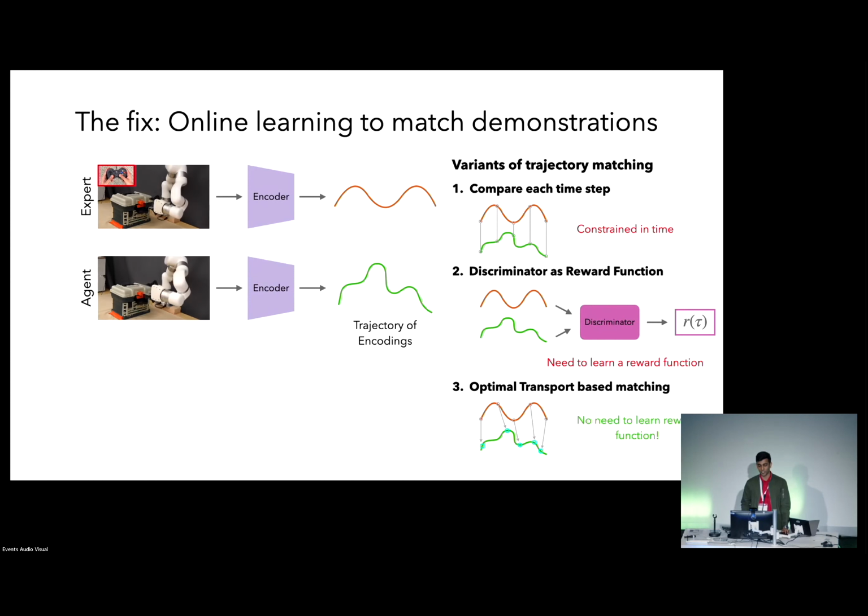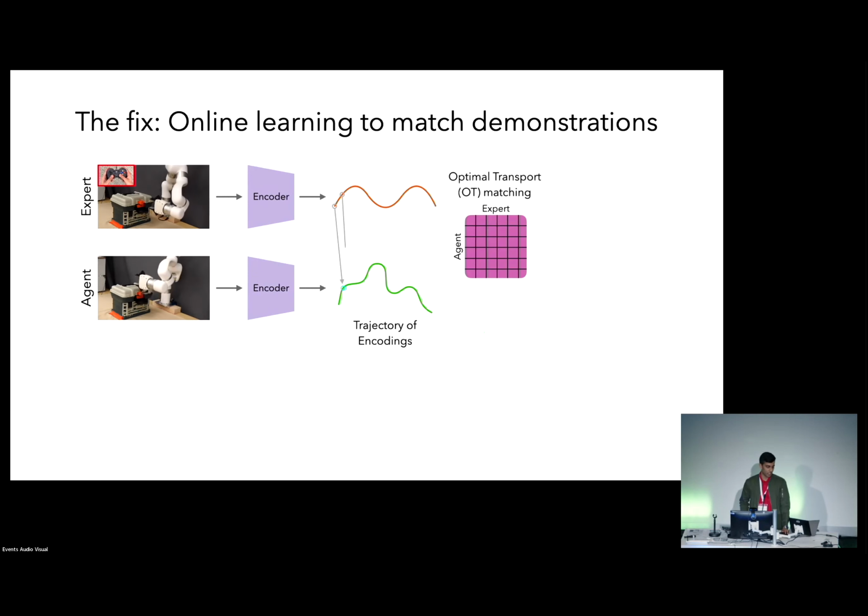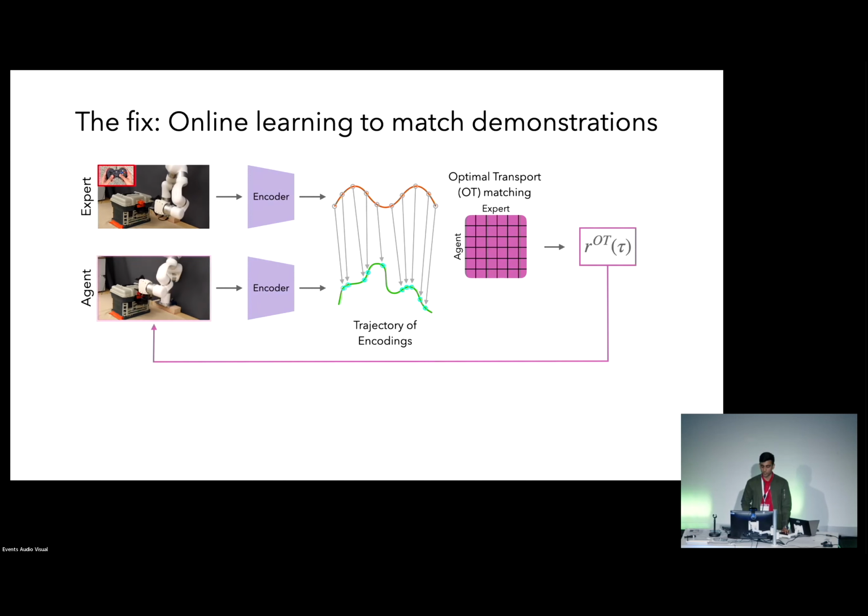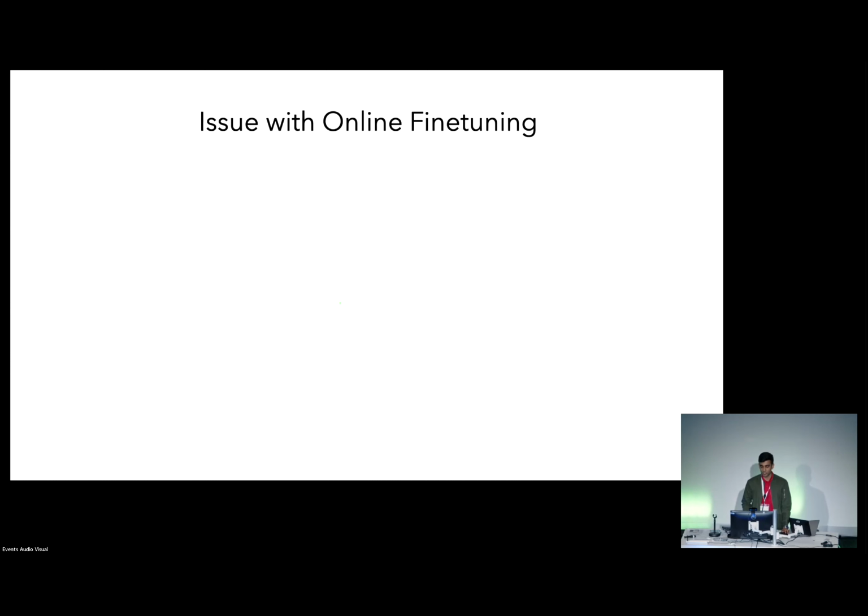And the good thing about optimal transport is you can do away with learning a completely new reward function. To know more about optimal transport, you can refer to our paper. But yeah, so given this optimal transport-based matching scheme, now you can obtain a matching score, which denotes how similar the two trajectories are. And you can use this as a reward to do online learning to fine-tune your behavior policy. Now, though this pre-training plus fine-tuning approach seems reasonable, it does not work very well. And the issue is that just naively combining offline pre-training with online fine-tuning struggles to perform well.